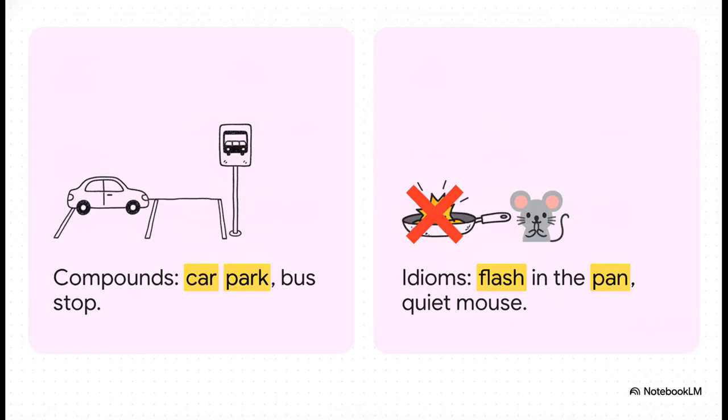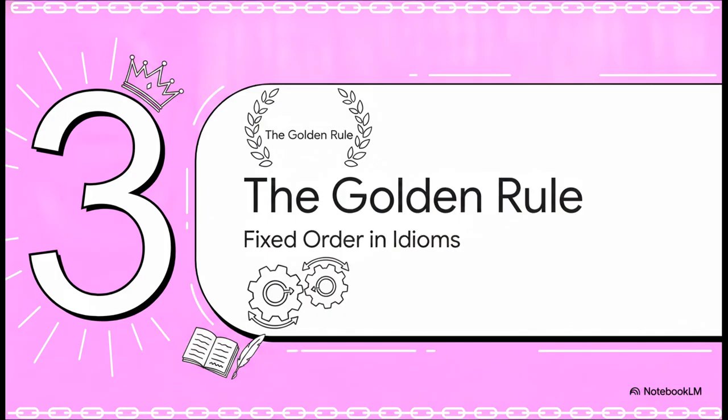If a rock band's hit song is a flash in the pan, it literally has nothing to do with cooking. It means it was a sudden success that only happened once and won't ever be repeated. Or, if little Jimmy is as quiet as a mouse, he hasn't physically transformed into a rodent, he's just being extremely quiet. Section 3, the golden rule, fixed order in idioms.